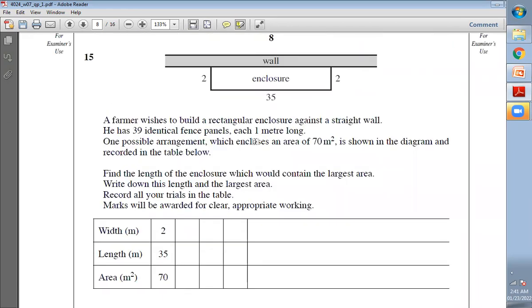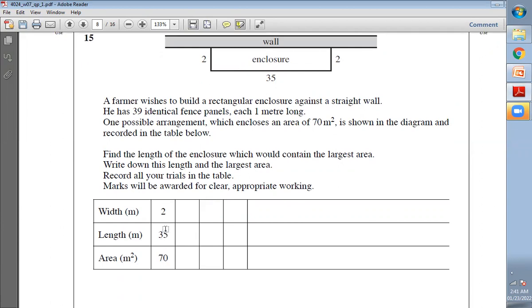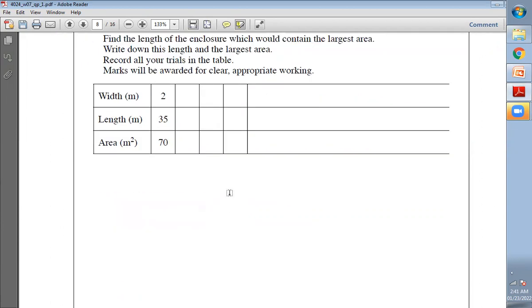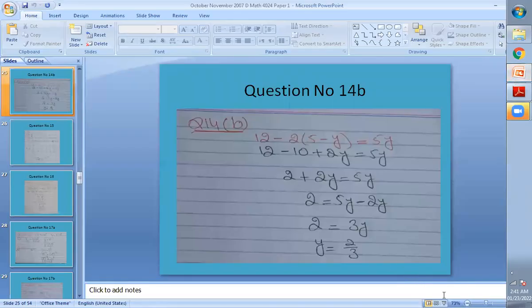Okay. So this is that. So 2 panels here, 2 panels here, total 39 panels. So 2 and 2 will be 4. So from 39 minus 4, that will be 35. So your length of the enclosure will be 35. If you want to find the area, you just multiply length and width with each other. It's a 3-mark question. So let me show you how I have done this.